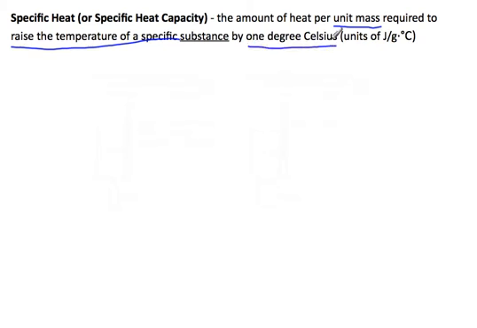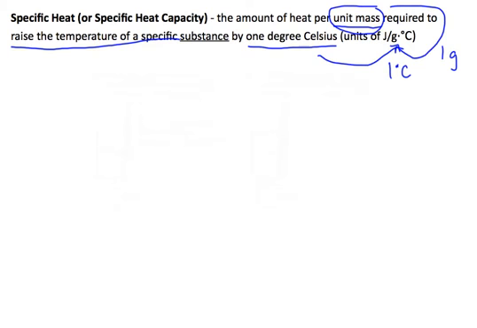by 1 degree Celsius. So we have here specific mass. There it is. That mass is 1 gram. Raise the temperature of a specific substance by 1 degree Celsius. There it is. That is 1 degree Celsius when it says degree Celsius. So there we have the per 1 gram, 1 degree Celsius. And so what we're looking at here is an amount of energy that's going to change.